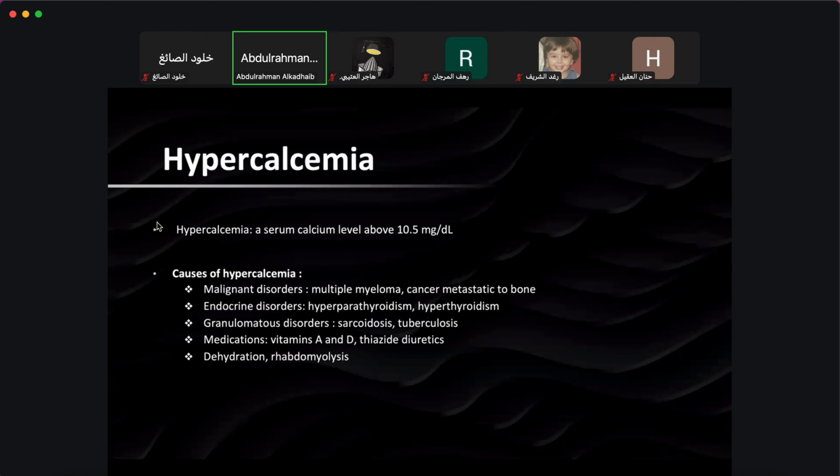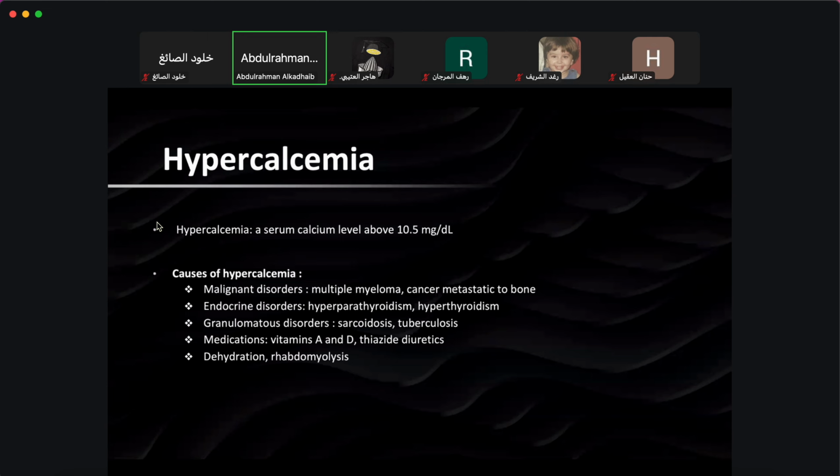Clear. So the last electrolyte disorder is hypocalcemia, which is defined as a low calcium level of less than 8.5. The causes of hypocalcemia can be classified into many categories. They may include a low albumin level, basically because albumin binds to calcium and helps regulate its level. So if there is a low albumin level, this will also cause a low calcium level in the body.